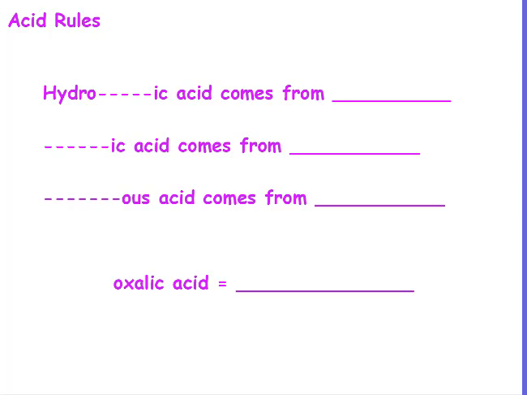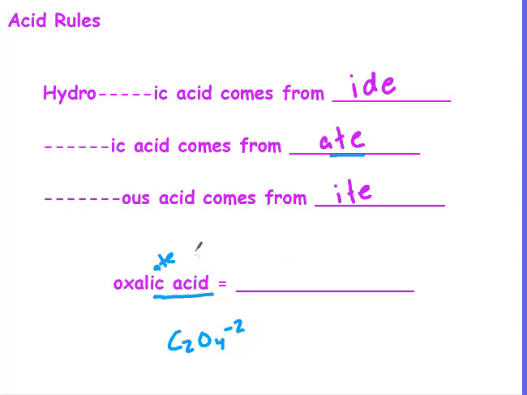So before we can write equations, we need to talk about writing formulas again. Remember that your acid rules were: hydro-ic acid comes from IDE, something-ic acid came from ATE, and something-OUS acid came from ITE. So on this problem, we have ic acid. Ic acid came from ATE. So oxalate was C2O4 negative 2. And acids all start with H. So we have a +1 and a -2. So they're going to go together, H2C2O4.